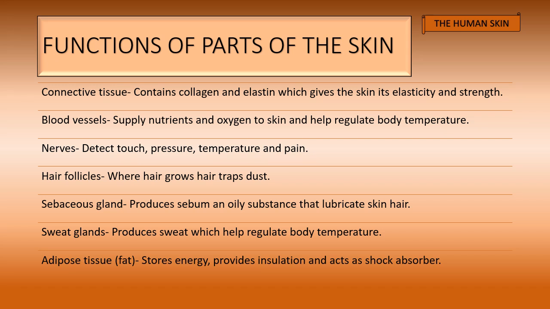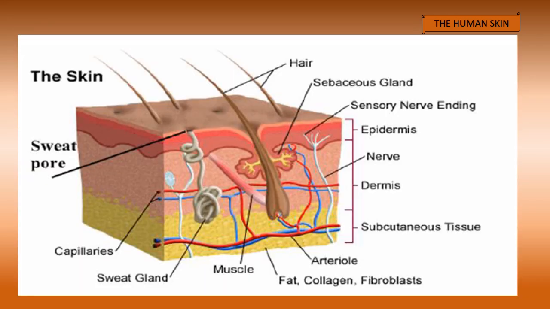And the last part found in the dermis is the sweat glands. Sweat glands produce sweat, which helps regulate body temperature. The other part of the human skin, found in the hypodermis, is the adipose tissue, also known as the fat. This stores energy, provides insulation and acts as a shock absorber.